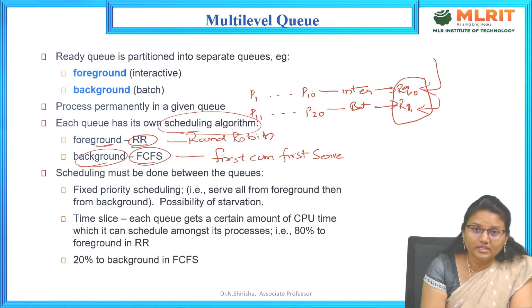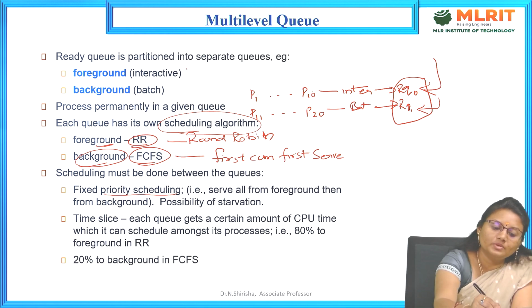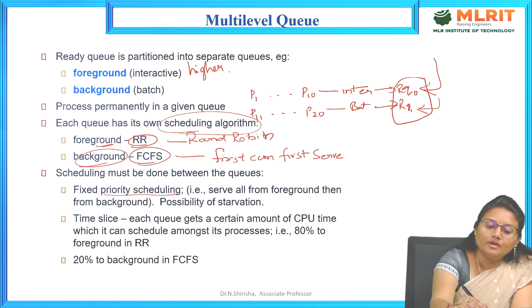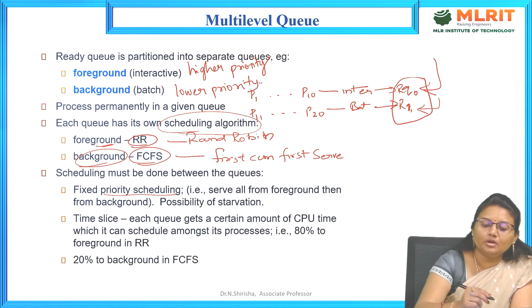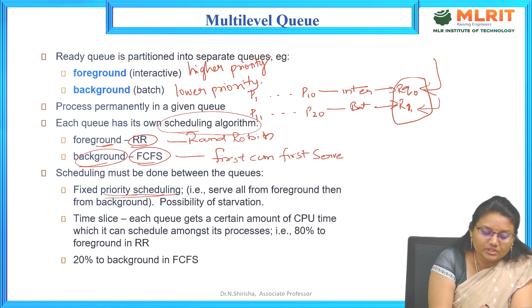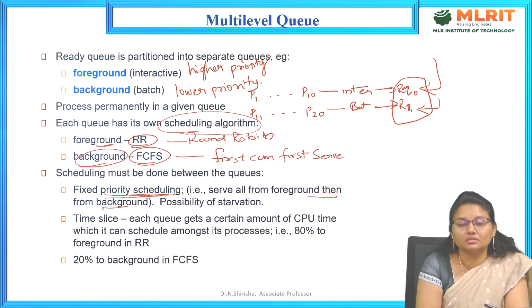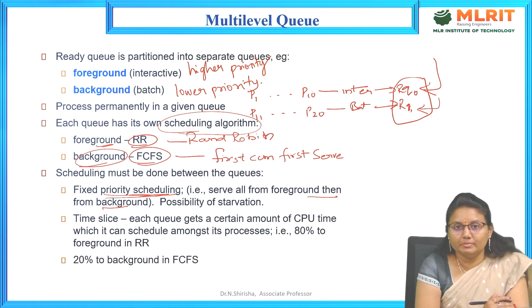How this scheduling can be done is with fixed priority scheduling. Fixed priority scheduling here means all the interactive processes will have the higher priority when compared to the batch processes, which have the lower priority. So all the higher priority processes will be executed first. Fixed priority scheduling serves all the foreground and then the background. All the interactive or foreground processes have the highest priority. Therefore, all the processes residing in that queue will be executed first.